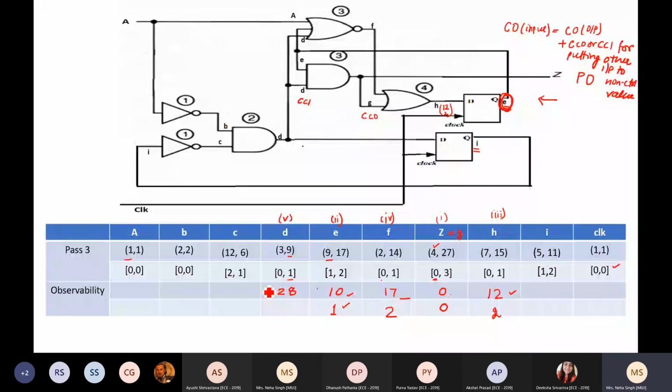The NOR gate's non-controlling value is 0 only, right? A0, E0. Okay. Calculate the sequential observability of wire D. Output's observability 2 plus input's 0, that is 1. So 2 plus 1 is 3 and 3 plus 0 is 3. So this gives me 3.